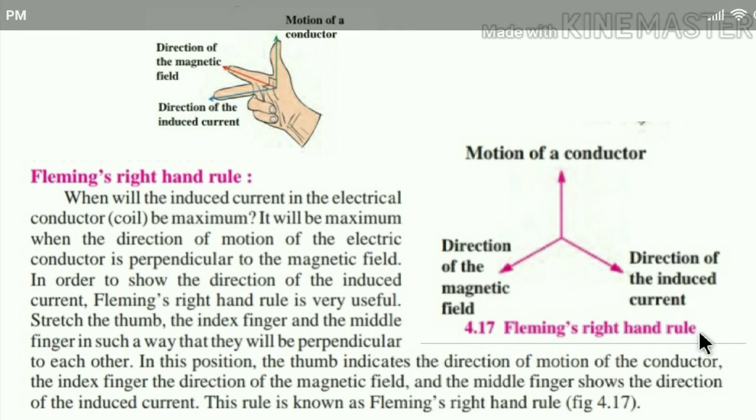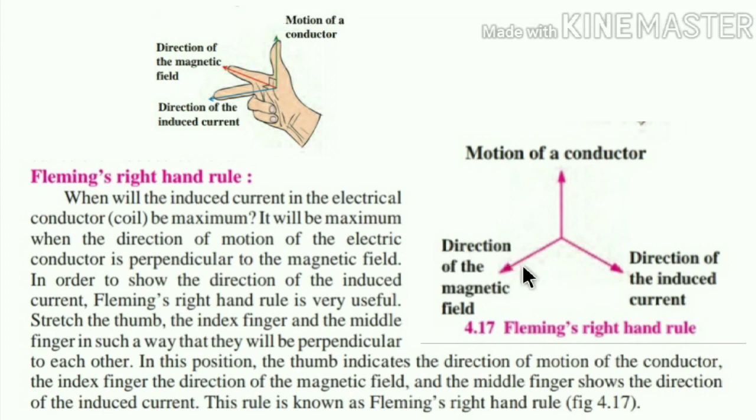This figure also shows Fleming's right hand rule. This is the motion of the conductor, which is perpendicular to the direction of the magnetic field, and this is the direction of the induced current. So Fleming's right hand rule is also important in this chapter.